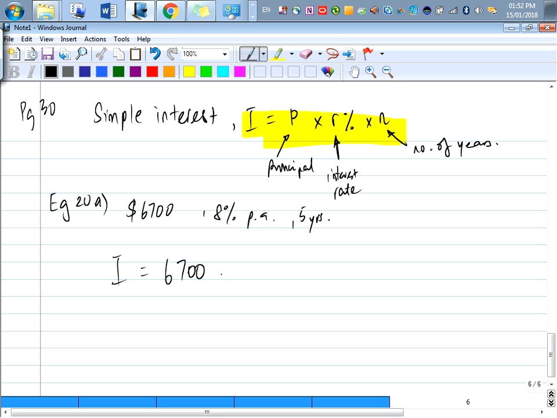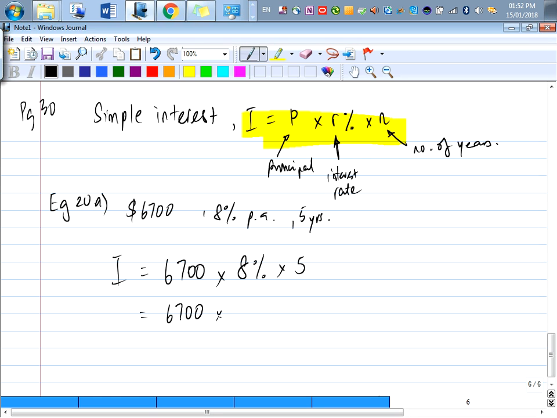Okay, 6,700 times 8. Should I write 8 or 8%? What do you think? Or should I write something else? 8%. Yeah, let's follow the formula, 8%. Times 5. Okay. So this is actually 6,700.